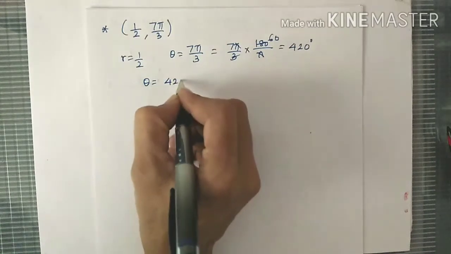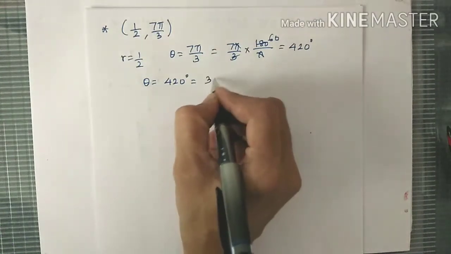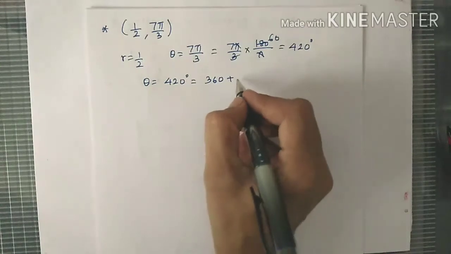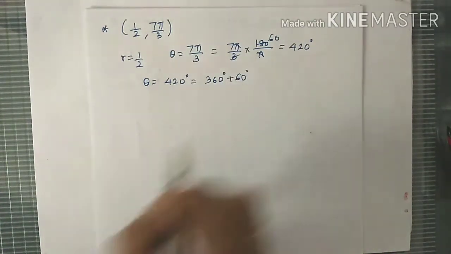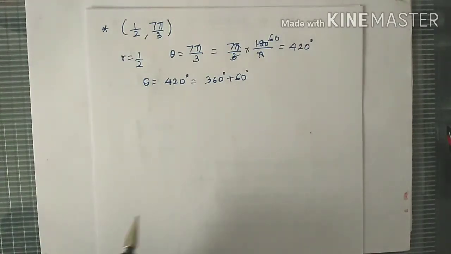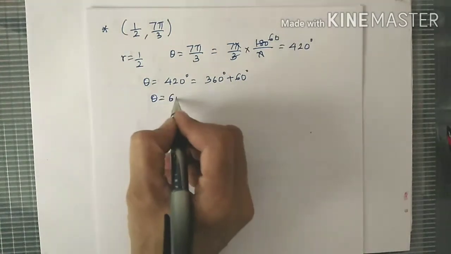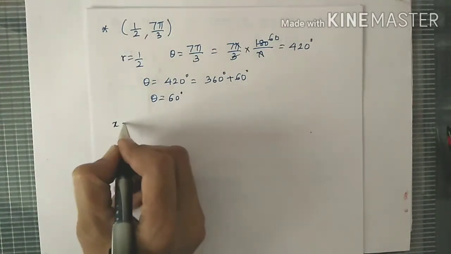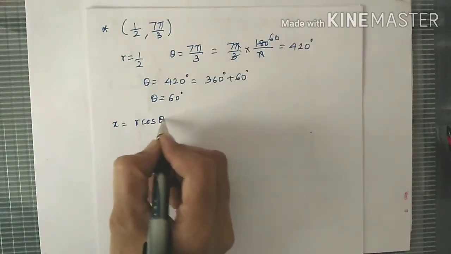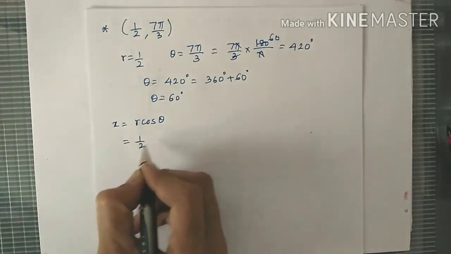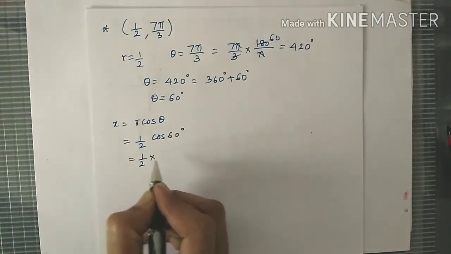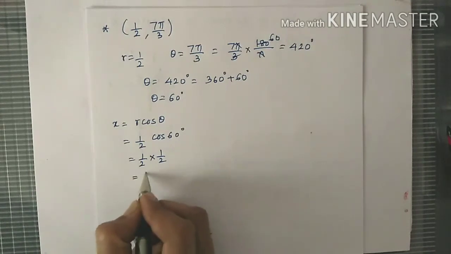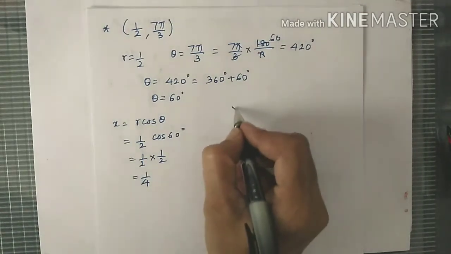So 420 degrees, we can write it as 360 degrees plus 60 degrees, and 360 degrees we can treat as 0 degrees. That means theta is 60 degrees only. So x is equal to r cos theta. r is half, cos of 60 degrees. So half into cos 60, which is half. So x is 1 by 4.